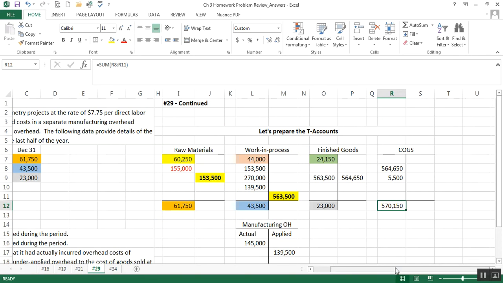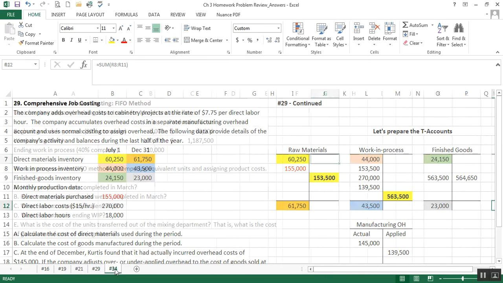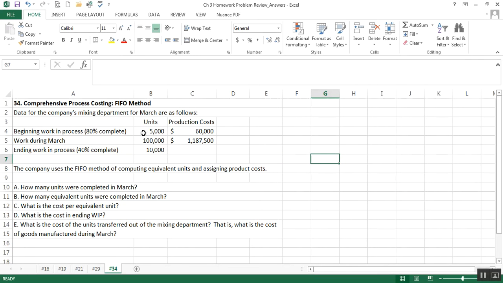Okay? Now let's look at number 34 finally. So again, they're giving us some information for the mixing department for the month of March. Beginning work in process, during, ending. The percentages completed, the units, and production costs. So this is a comprehensive FIFO method. How many units were completed, the equivalent units per cost, cost of ending WIP, and then the cost of goods sold that will be transferred.